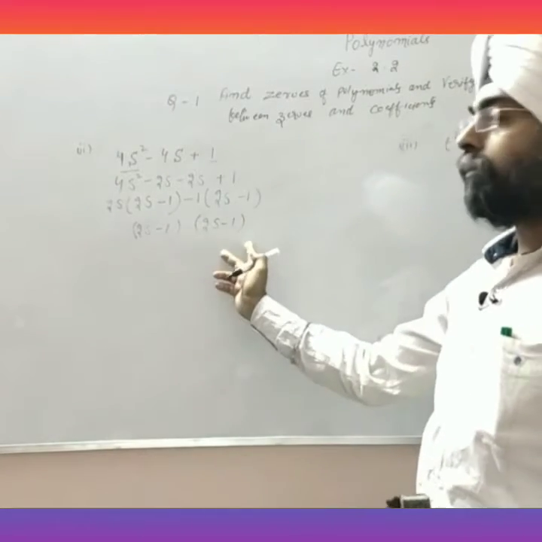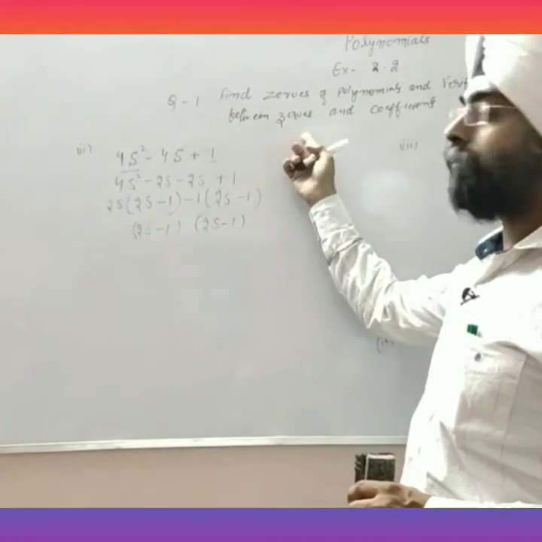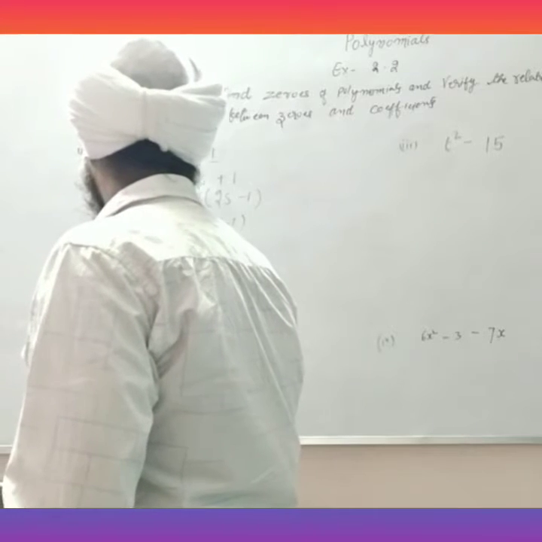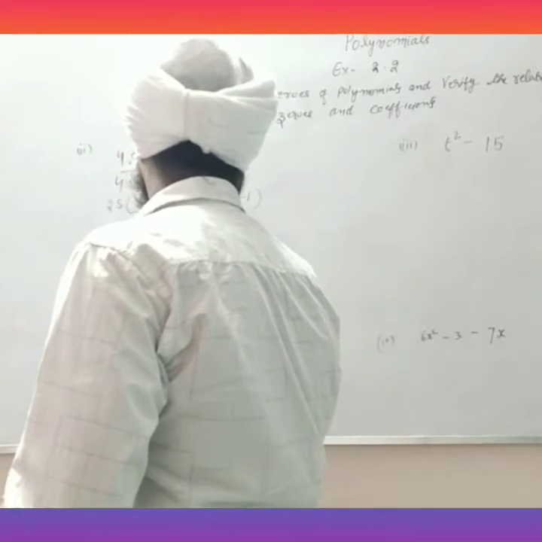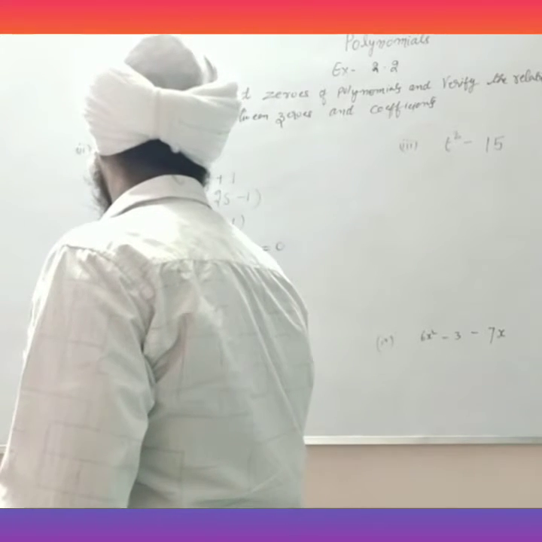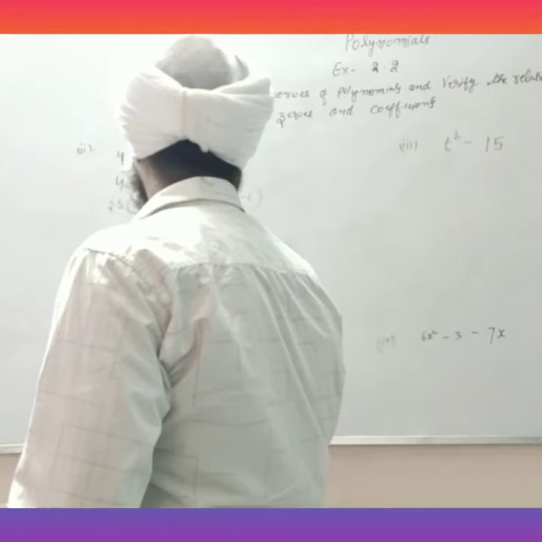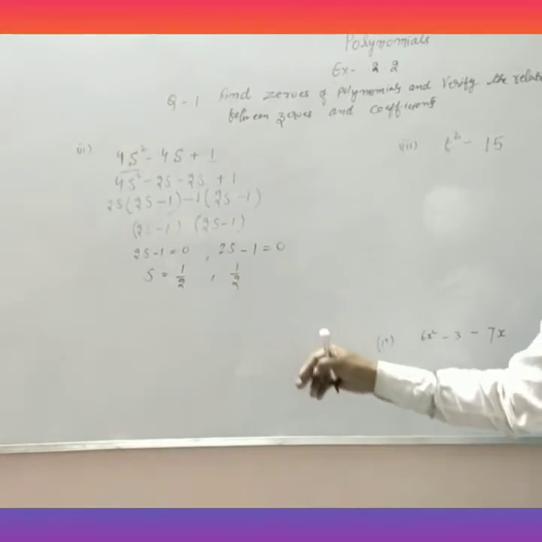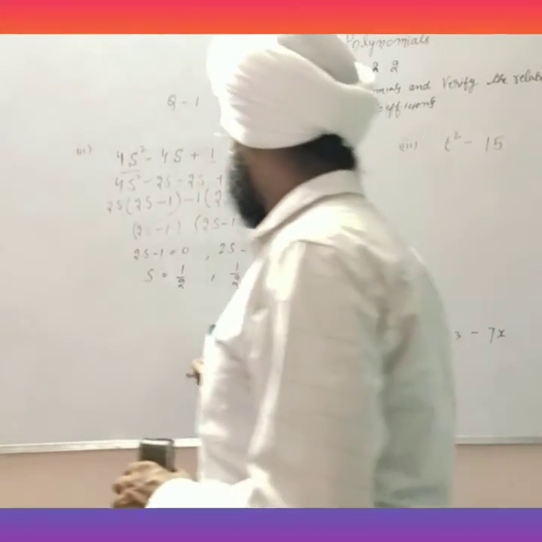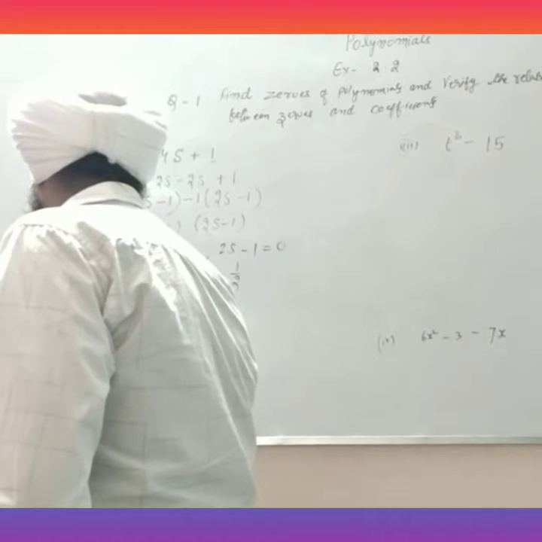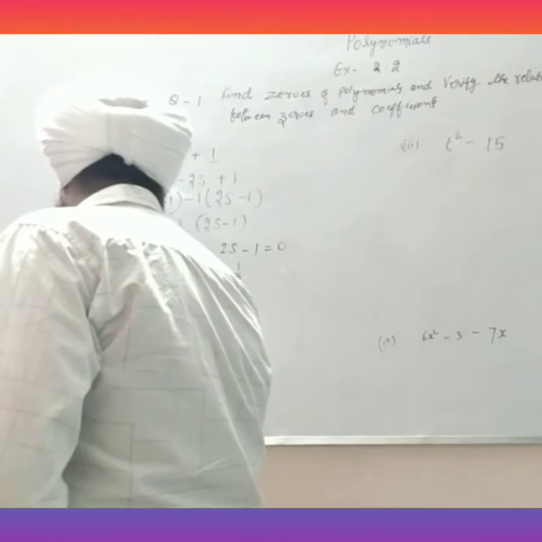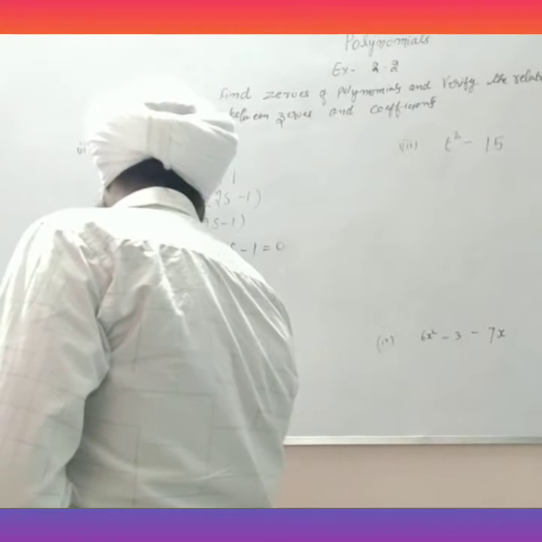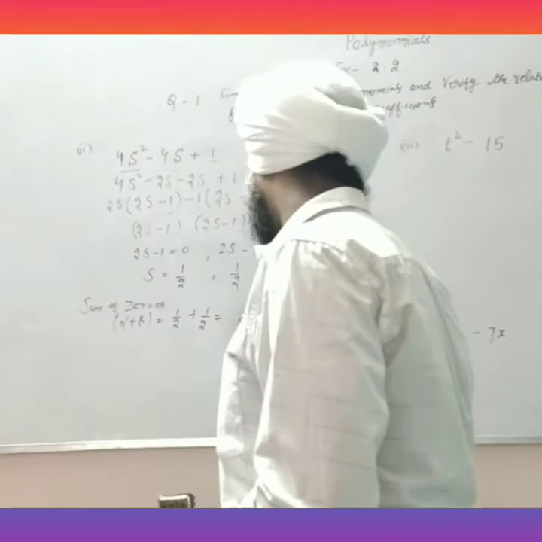Now I have to put these two brackets equal to 0 to find the zeros. 2s minus 1 equal to 0, then again 2s minus 1 equal to 0, s will be 1 by 2, s will be 1 by 2 again. Both the zeros are exactly equal and the same. Now sum of zeros, alpha plus beta: 1 by 2 plus 1 by 2 gives 1.